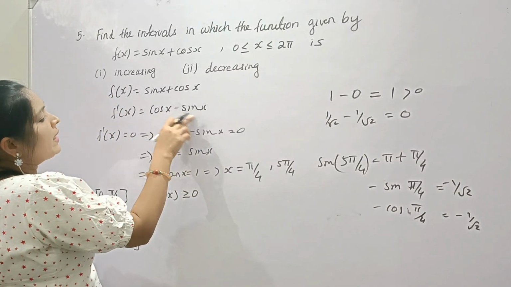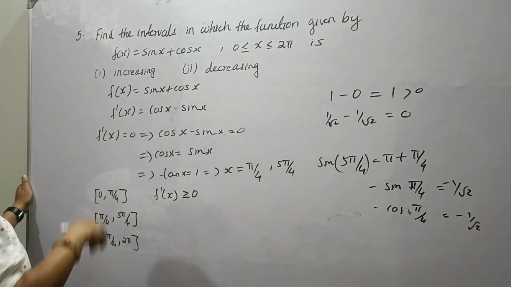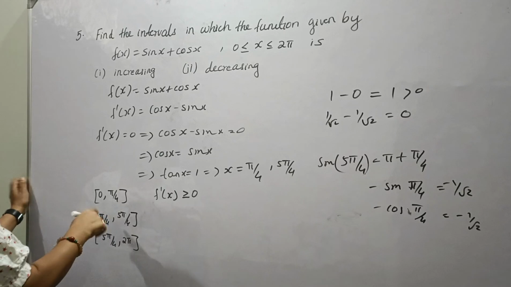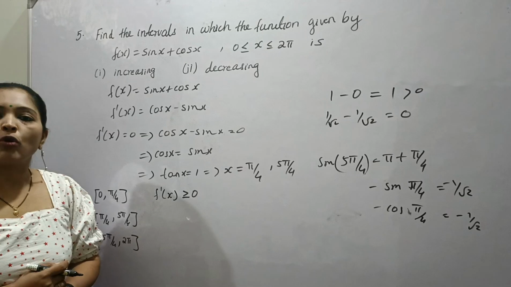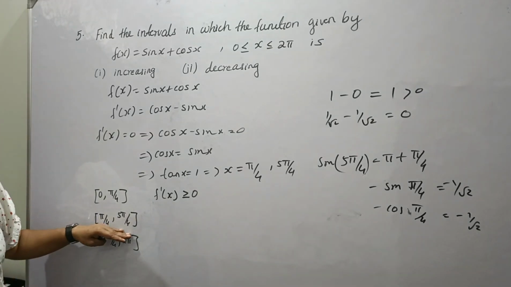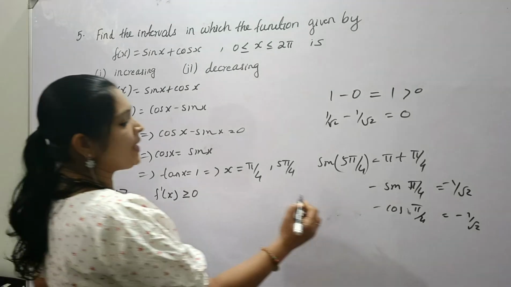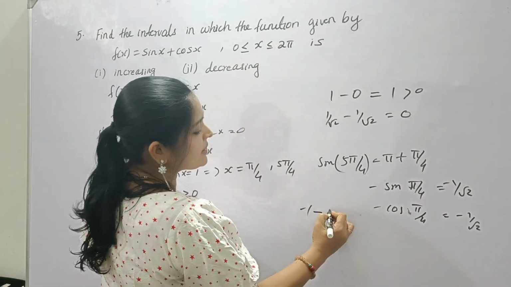Okay, so next, if we take x is equal to pi by 4 also, it will be 0. So now we will take any number between pi by 4 and 5 pi by 4. You know that 4 pi by 4, that is pi, belongs to this interval. See, what is cos pi? Cos pi is minus 1, right? And what is sin pi? Sin pi is 0.